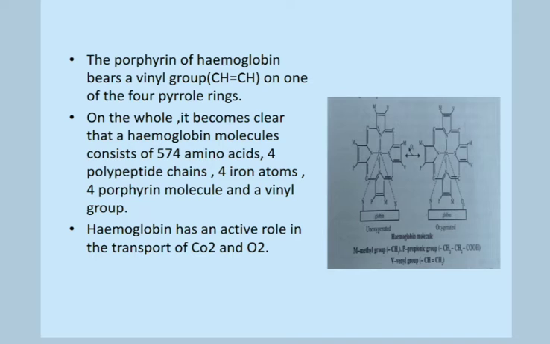On the whole, it becomes clear that the hemoglobin A molecule consists of 574 amino acids, 4 polypeptide chains, 4 iron atoms, 4 porphyrin molecules, and a vinyl group. Hemoglobin has an active role in the transport of oxygen and carbon dioxide.